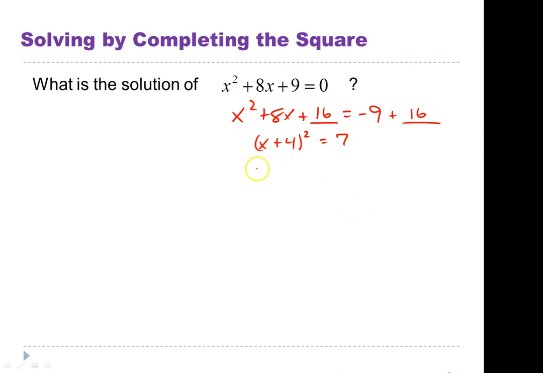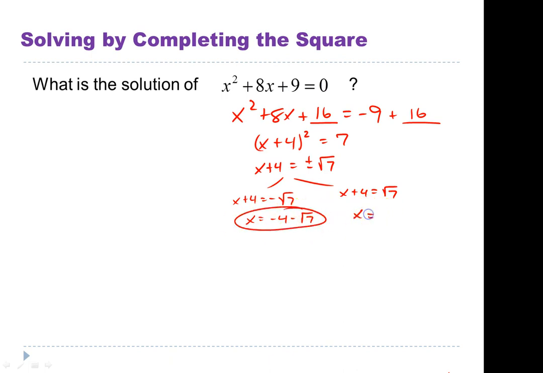Now I can take the square root of both sides. X plus 4 equals plus or minus radical 7. That means that x plus 4 equals negative radical 7, or x plus 4 equals positive radical 7. Subtract 4 from both sides. X equals negative 4 minus radical 7, and x equals negative 4 plus radical 7. And those are my two answers, my two solutions to that quadratic. Thank you for listening.